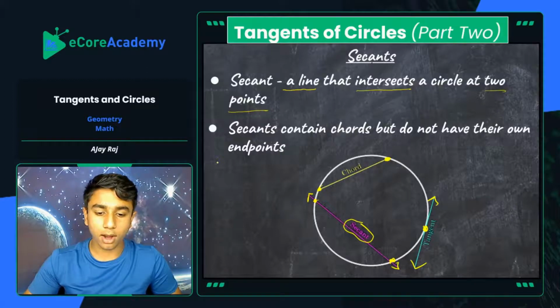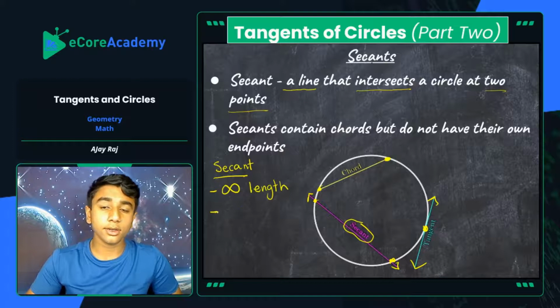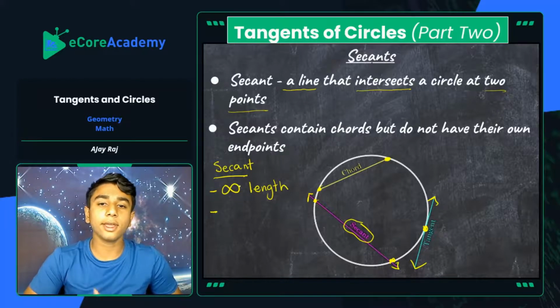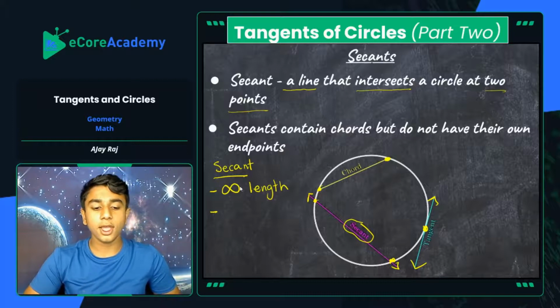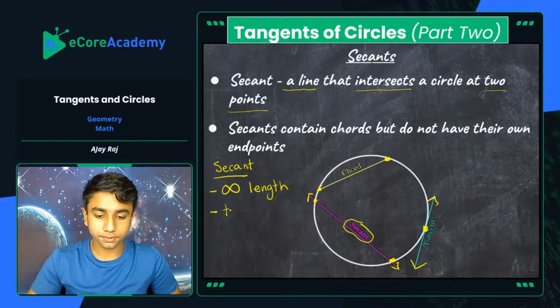So let's write down the properties of a secant, because that's the slide focus right now. So secant right here. The properties of secants: it's a line, so infinite length. So that means we cannot determine its length because of the fact that it's a line, but we can determine different relationships with chords and tangents, and identify central angles or secant angles, so on and so forth. And then, of course, we have the fact that it intersects at 2 points. 2 points of intersection.